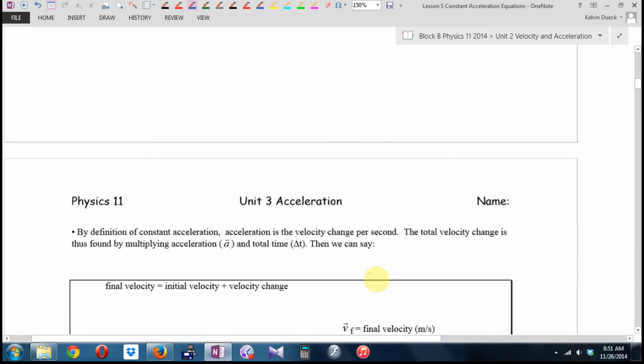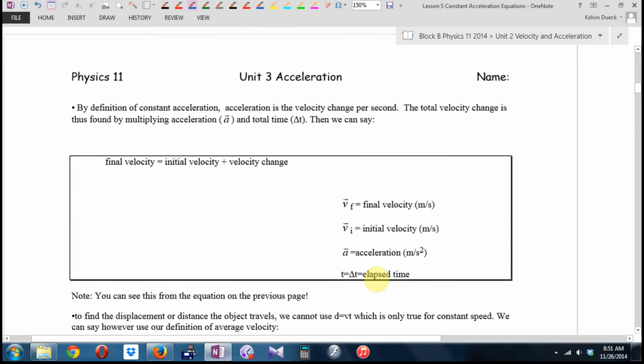So, next page over. By the definition of constant acceleration, acceleration is the velocity change per second, fair enough. Total velocity change is blah, blah, blah. You know what? From the graph, Kyle, we have just derived one of the fundamental equations of what's called kinematics, which is the study of things that move. V final equals V initial plus AT.